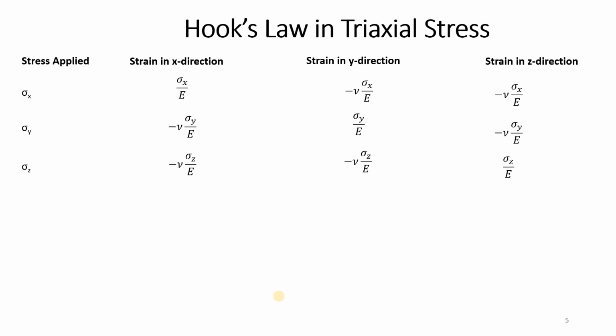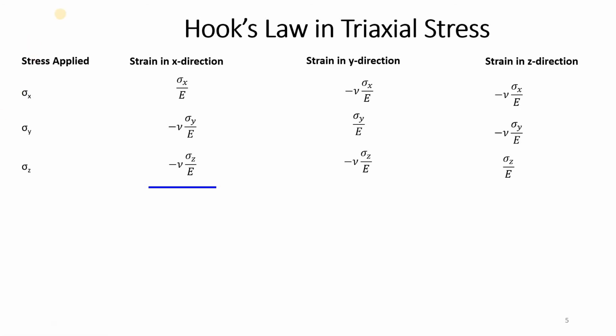This is the same table that we developed on the previous slide. If all three stresses are acting simultaneously, we can sum up strains in x direction, y direction, and z direction, and see what resultant, or net, strain would be developed in each direction when all three are simultaneously present, which is what defines a triaxial state of stress.